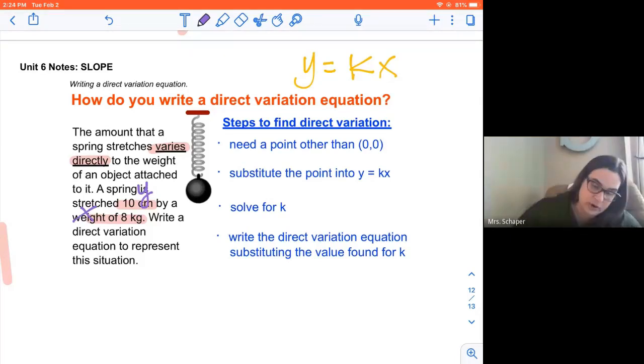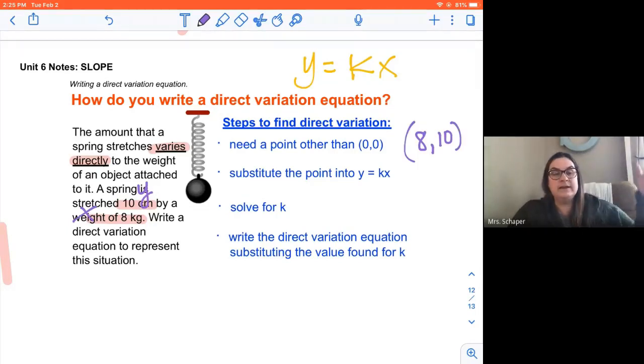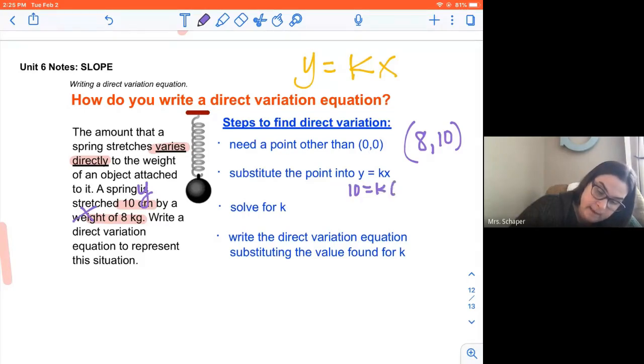So my ordered pair, other than 0, 0, is going to be 8, 10, because the weight is x and the stretch is 10. Now, substitute the point into y equals kx. When I do that, I'm going to substitute 10 in for y, k stays there, and x is 8. So I'm substituting those values in.